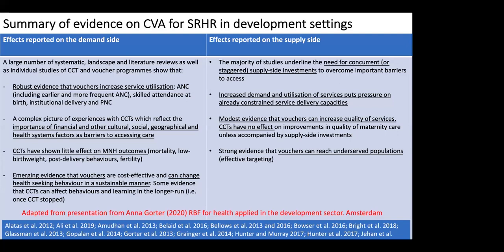When we look at the effects on the supply side, it is important to highlight that CVA, on its own, can't solve issues related to access and utilization of services. Supply side interventions are always needed, and it is important to keep in mind that the increased demand for services resulting from using cash or voucher assistance will put extra pressure on the health system. Next one, please.